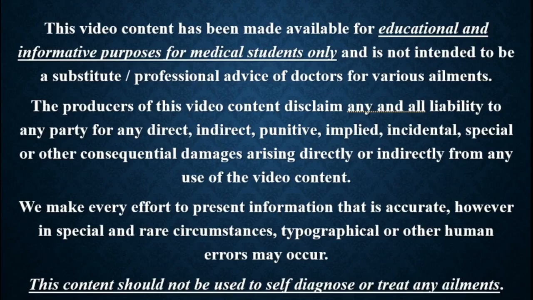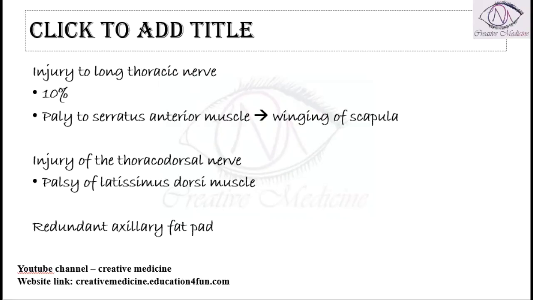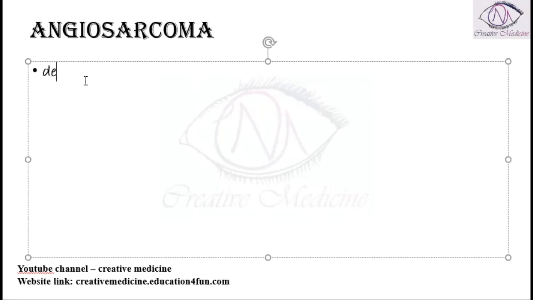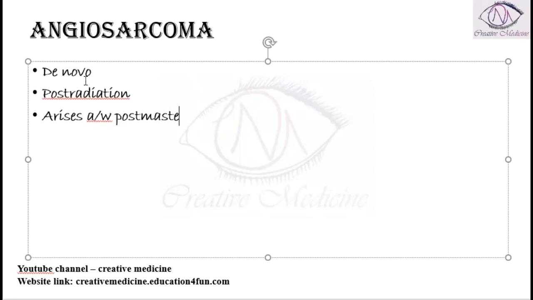In this lecture, we will learn about angiosarcoma. Angiosarcoma is classified as many types. It is de novo angiosarcoma, or the angiosarcoma which occurs post radiation, or the angiosarcoma which arises in association with post mastectomy lymphedema. So this angiosarcoma can arise in three ways.